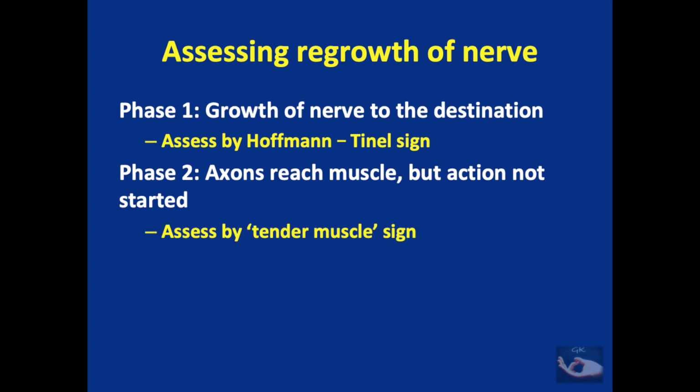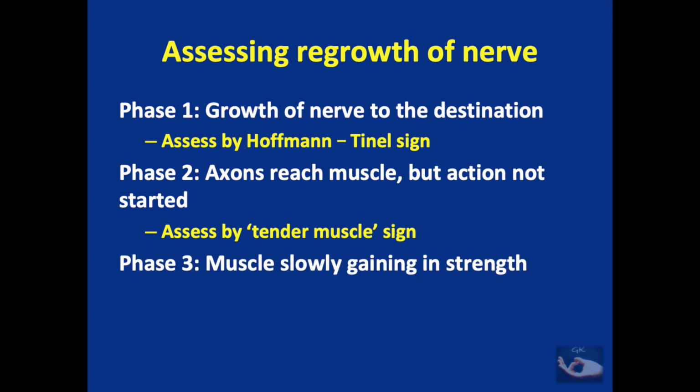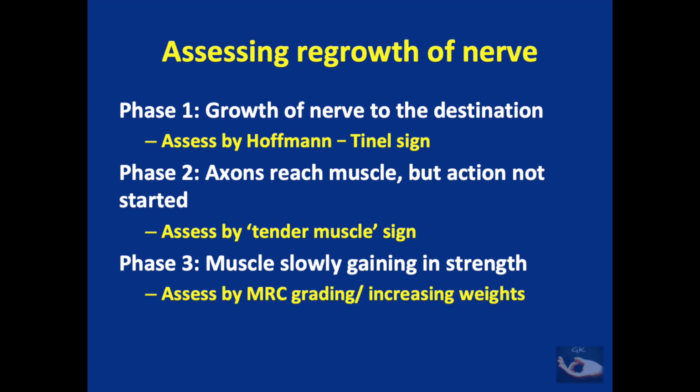This stage can be assessed by the tender muscle sign, that is, tenderness on palpating the muscle that is just innervated. This innervated muscle slowly gains in strength, and this can be assessed by the MRC grading or the increasing weights that can be lifted by the individual muscles.